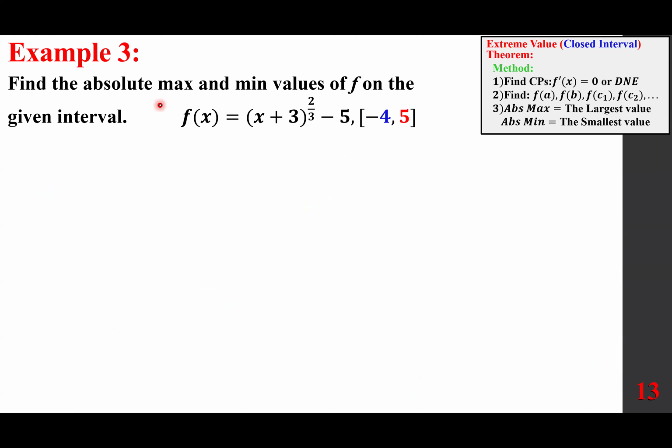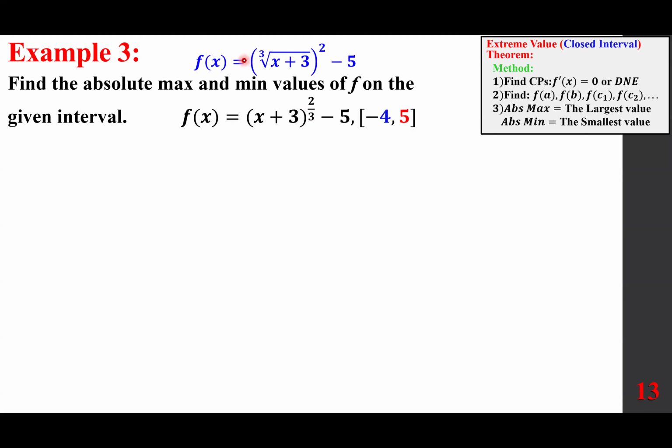Find the absolute max and minimum value of the function on the given interval, where the function f of x equals (x + 3) to the power of 2/3 minus 5, on the interval of -4 to 5. So the very first thing is what type of function do we have and what is the domain of that. So we are going to rewrite this as the denominator is 3 here: cube root of (x + 3) quantity squared minus 5.